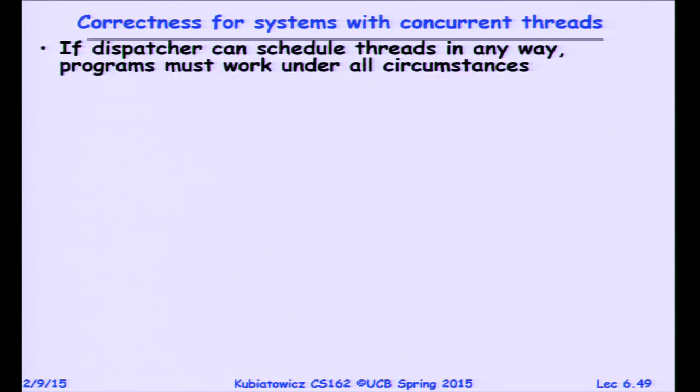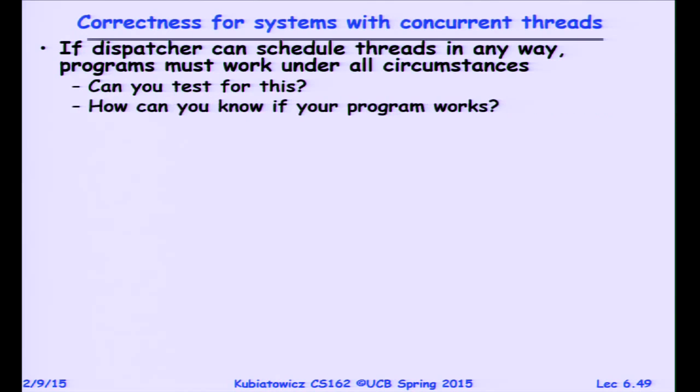Now, before we go, let me just give you a little roadmap of where we're going next time. What is the correctness criteria for a system with concurrent threads? If the dispatcher can schedule the threads in any possible way, then programs must work under all possible circumstances. And can you test for this? No. How do you know if your program works?